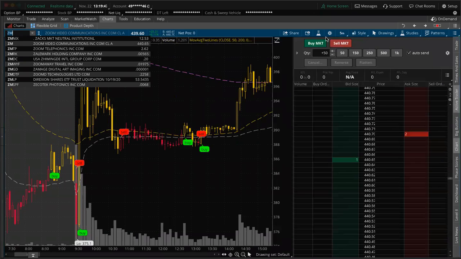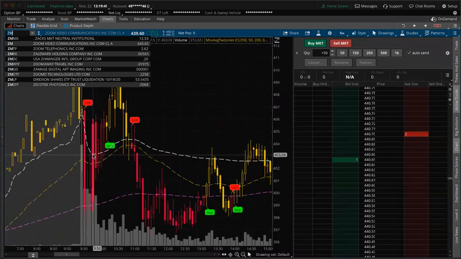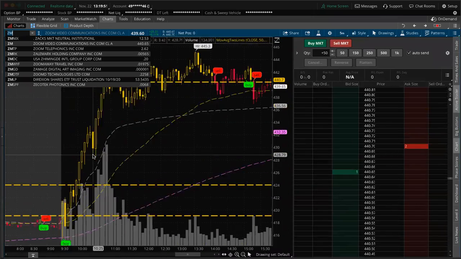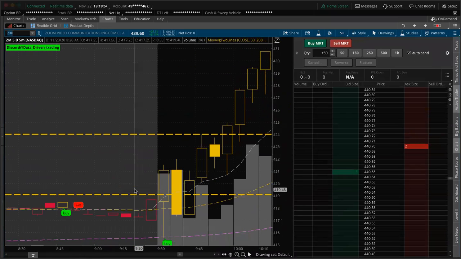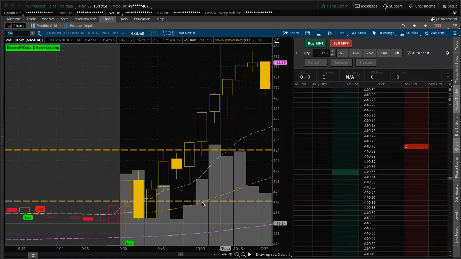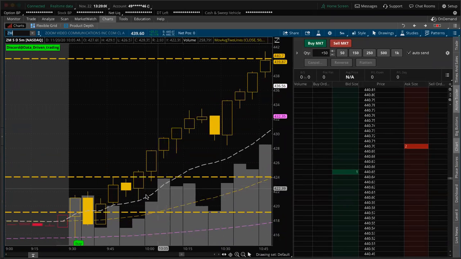Let's say the Zoom stock is running up toward your target now, right? You're long from the 418s. It starts running up toward your target. It's at 422 right now.